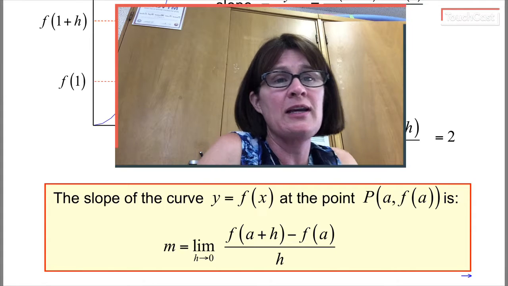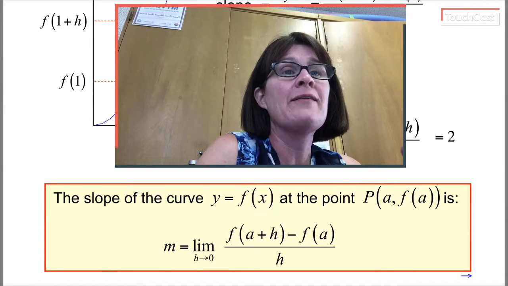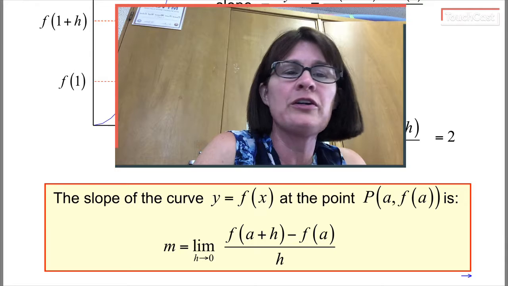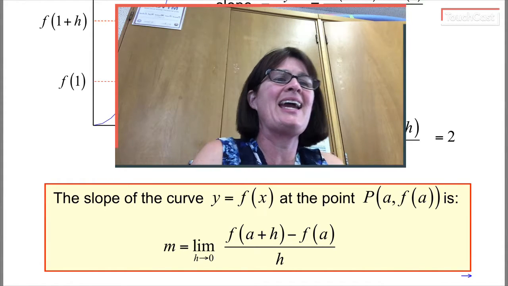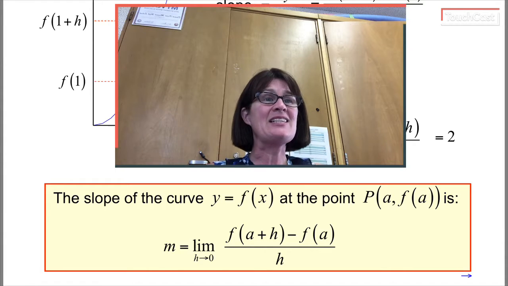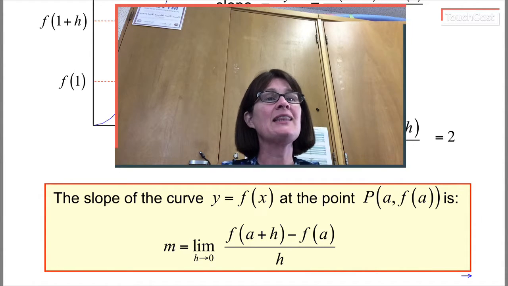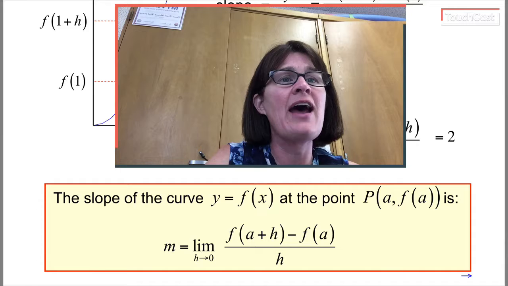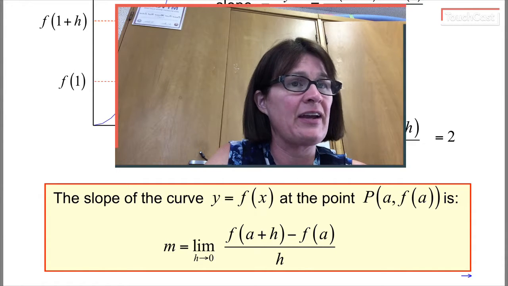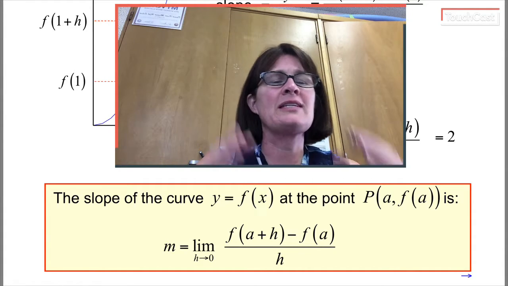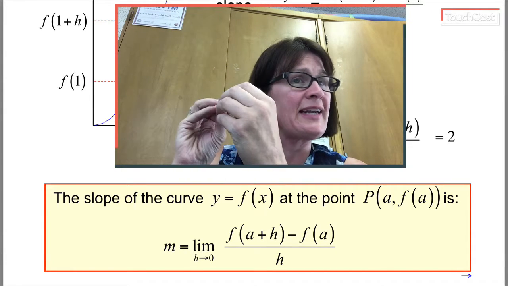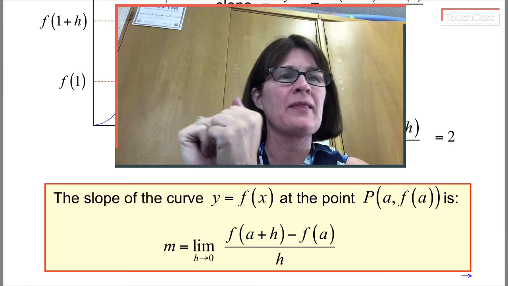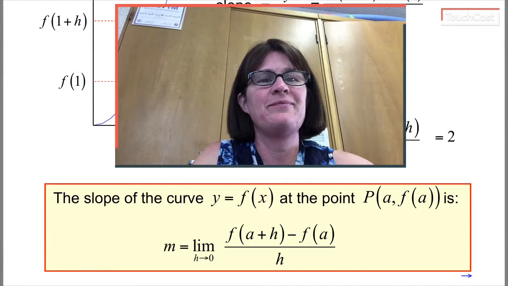So there's a place for this important formula at the top of the 3rd page of your notes. The slope of the curve y equals f of x at the point a comma f of a is m, for slope, right? It's the limit as h goes to 0 of f of a plus h minus f of a, all over h. So that's the same slope of the secant line with letting h go all the way to 0.